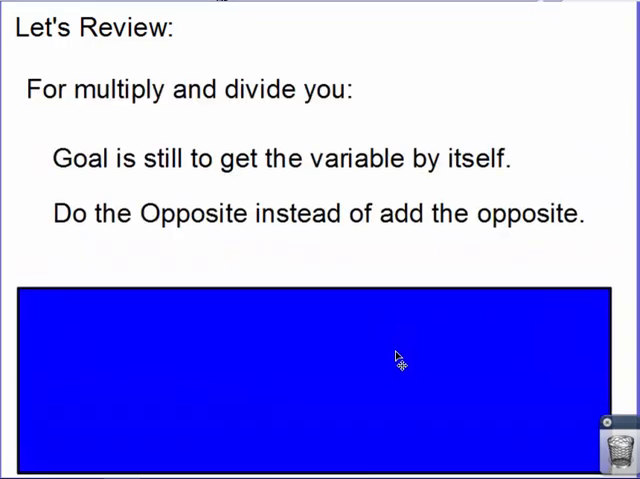I thought I had one more problem there, but let's review. We've talked about multiply and divide. So what are our rules? For multiply and divide, we have one basic rule. The goal is still to get the variable by itself. So instead of add the opposite, we do the opposite. If I have a multiply, you do a divide to get rid of it. If I have a divide, you do a multiply to get rid of it. And that's how we solve one-step equations.